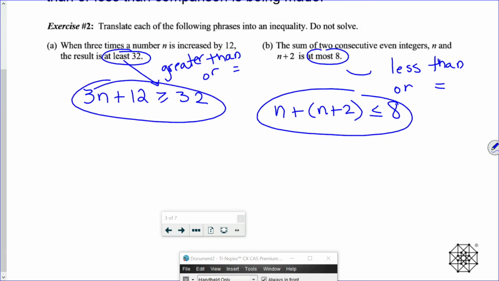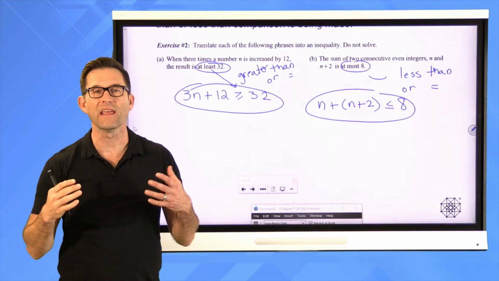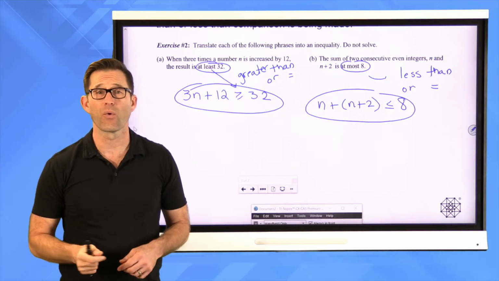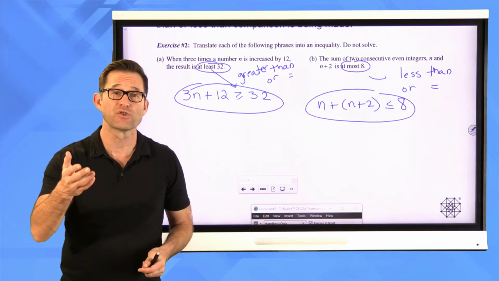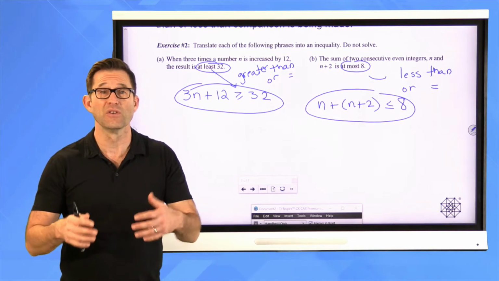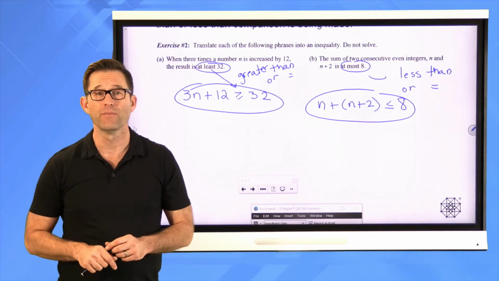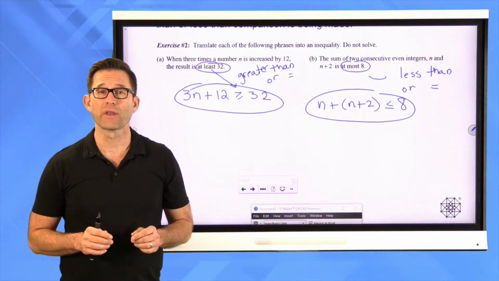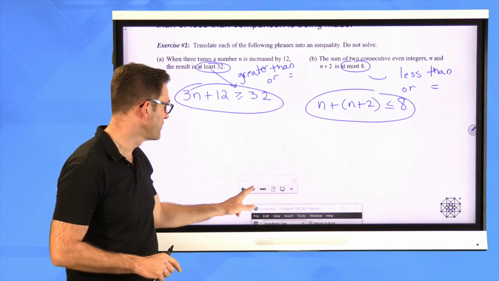All right? Those are the two most common phrases that arise in inequality modeling problems. Sometimes the phrases greater than or less than appear, and then those are easy, because if you see the phrase greater than, you should use a greater than symbol, and less than, you should use a less than symbol. But at least being greater than or equal to, and at most being less than or equal to, those are a little bit trickier and might require you to think about them a bit. Let's get into some more modeling.